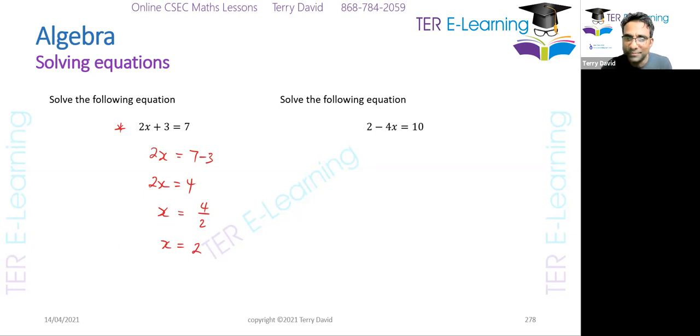I have another one here. 2 minus 4x is equal to 10. First things first, get rid of the 2. So you'll end up with minus 4x is equal to 10 minus 2. So therefore, minus 4x is equal to 8, right? And therefore, x is going to be equal to 8 divided by minus 4. And therefore, x is going to be equal to minus 2. My answer is minus 2 here, right? So these types of equations are pretty simple enough to solve, right?